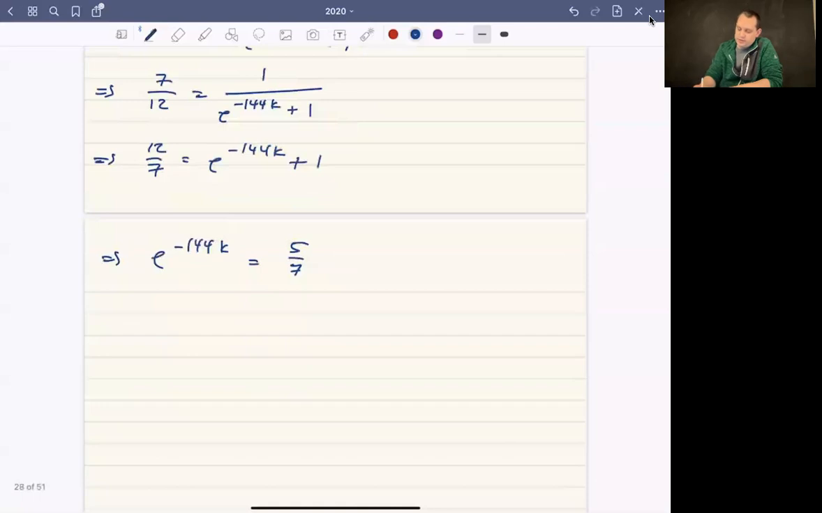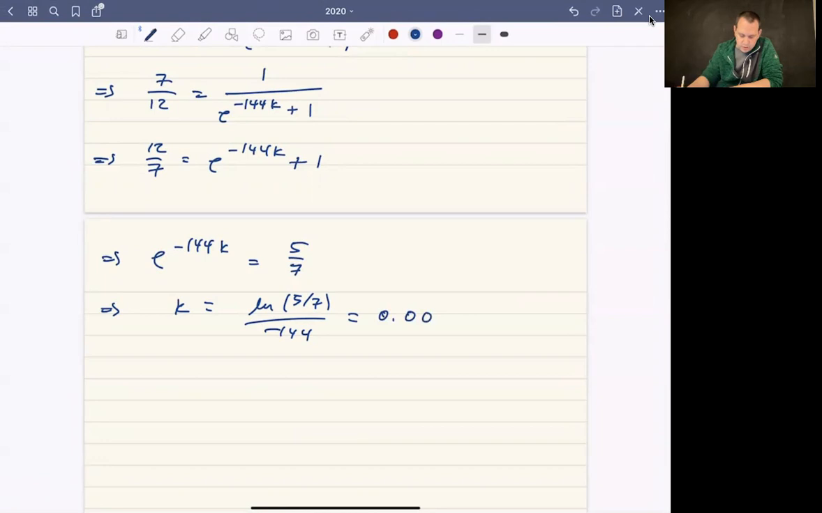Take the natural log of both sides. k is going to be the natural log of 5 sevenths divided by negative 144. That works out to be 0.00234. Okay, so that is what that turns out to be. That's our k, and therefore we finally have our function P that we're using as our model.